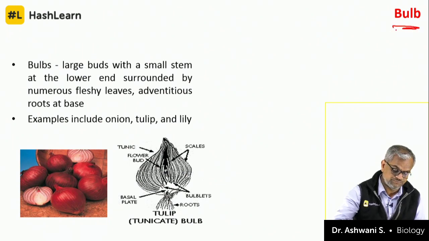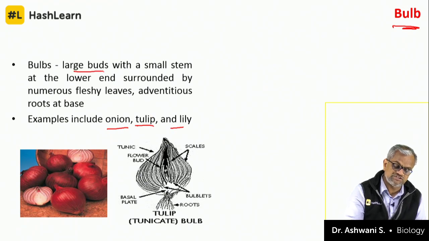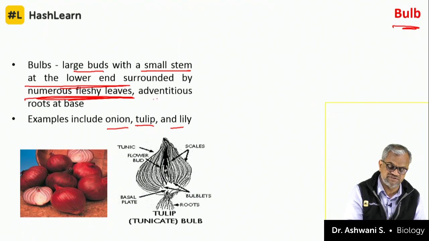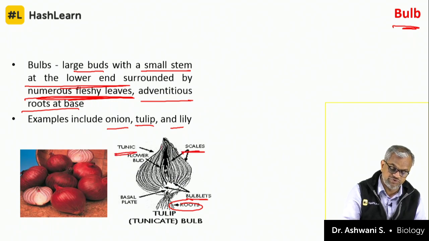Bulb, as I told you, garlic and onions, onion, tulip, lily. Large bud with a small stem at the lower end surrounded by numerous fleshy leaves, adventitious root at the base. Individual is called as bulbulets. These are the scales. Tunica. Inside is a flower bud, very small. This is the basal plate.